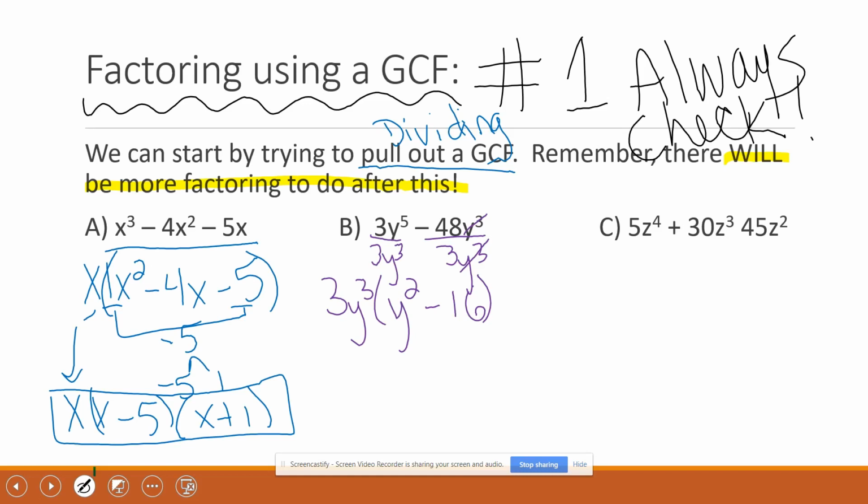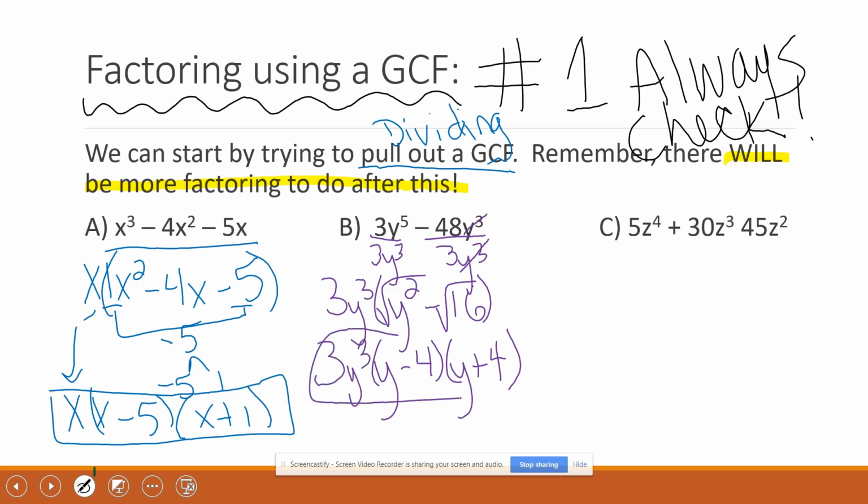Y squared minus 16 is a difference of perfect squares. So we are square rooting each of these. Remember, we don't keep the negative underneath our radical. The square root of y squared is y. The square root of 16 is 4. We put the square root sign, so there's two answers. One's plus, one's minus. And then bring back that 3y to the third that we pulled out in the very beginning.